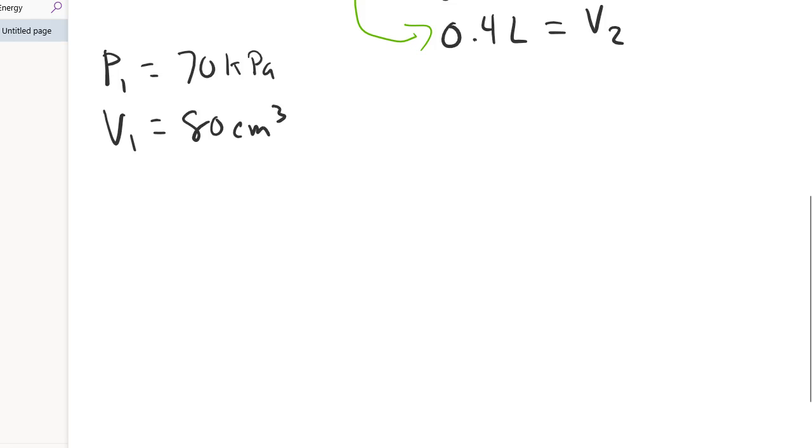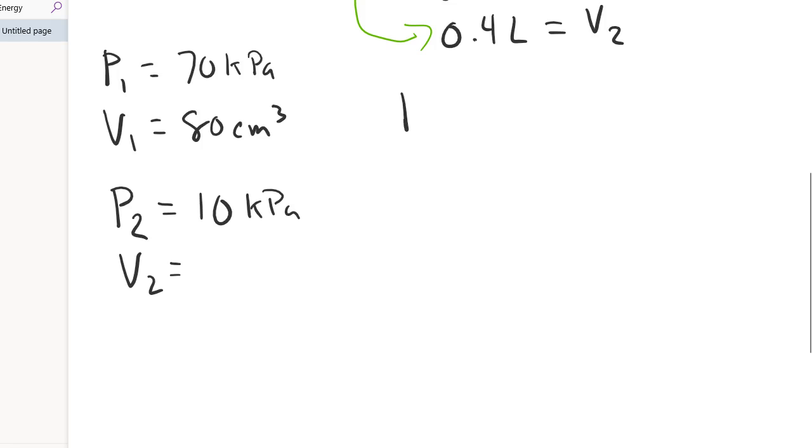Now they say they put a final pressure down to 10 kilopascals. So what would you expect the volume to be? They want to know by what factor the volume changes when you change the pressure.